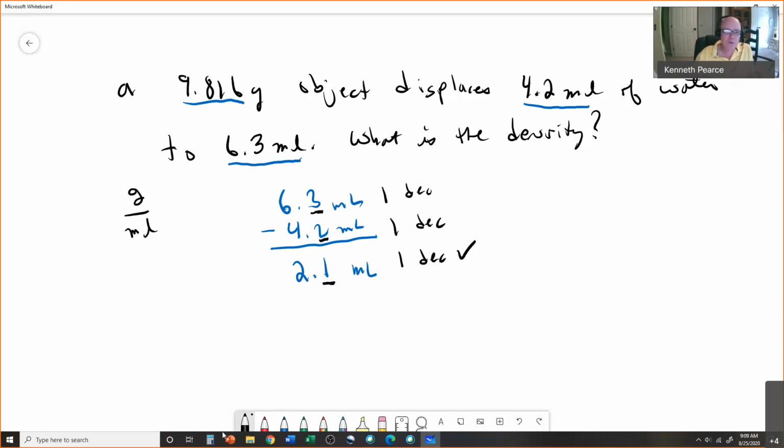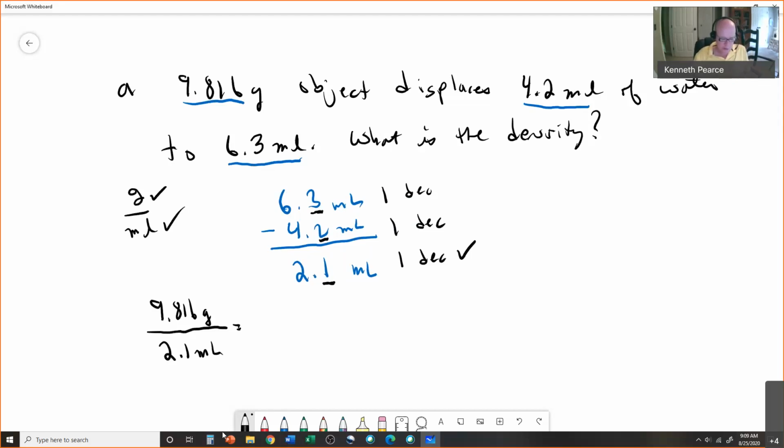And so now what do we do? Well, I have the volume, I have the grams, see what I mean? You have this relationship and you use it as a checklist. And so now I can say, it's 9.816 grams. That's my mass. And divided by the volume, we just found it, it's 2.1 milliliters. And there it is. Now we can go ahead and put that in our calculator.